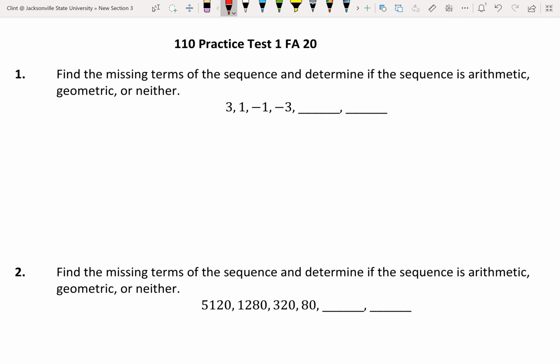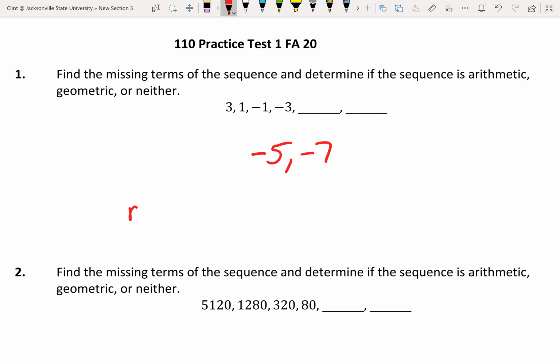Find the missing terms in the sequence and determine if the sequence is arithmetic, geometric, or neither. Okay, so here, it looks like our pattern is we're subtracting 2 every time. Okay, so 3 minus 2 would be 1, 1 minus 2 would be -1, -1 minus 2 would be -3, so -3 minus 2 would be -5, and then minus 2 would be -7.